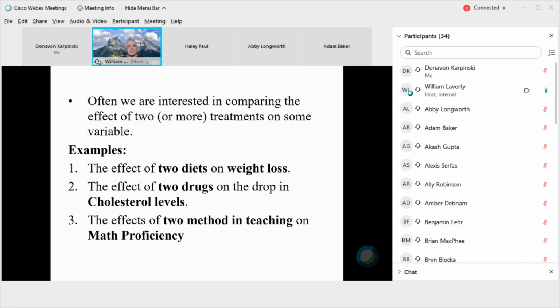Quite often we're interested in comparing two treatments, and these two treatments result in two different populations. We might be comparing two diets on weight loss, two drugs that are designed to reduce cholesterol, and we want to compare the drop in cholesterol from the effect of the two drugs. The effect of two methods of teaching mathematics. One method might be better than the other method.